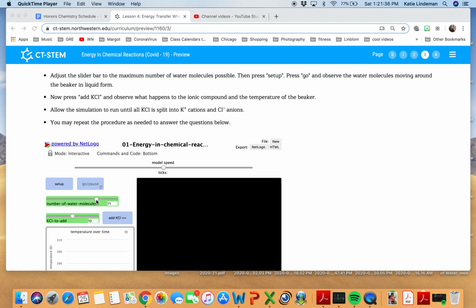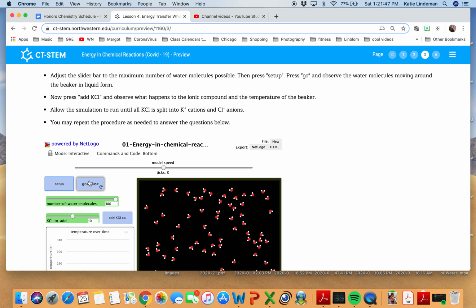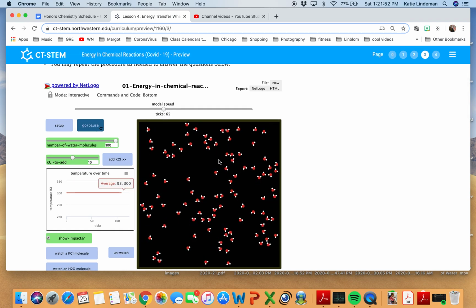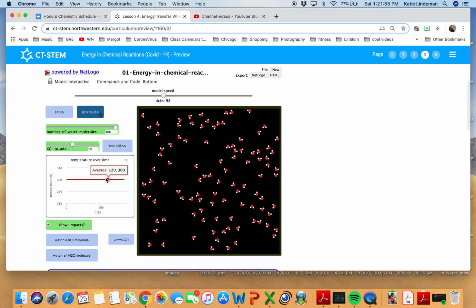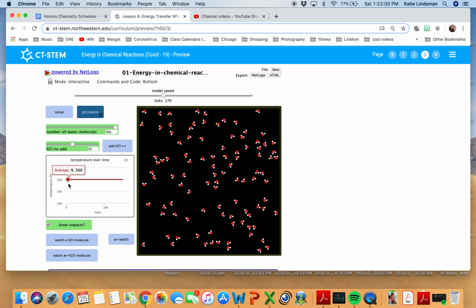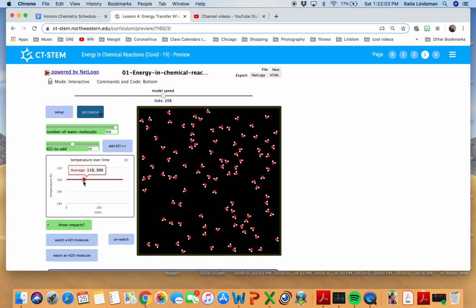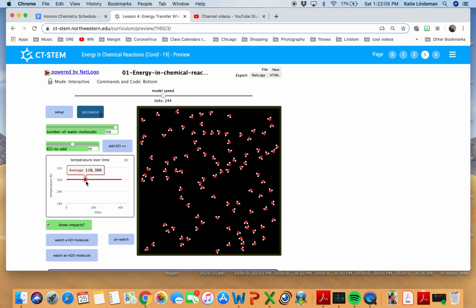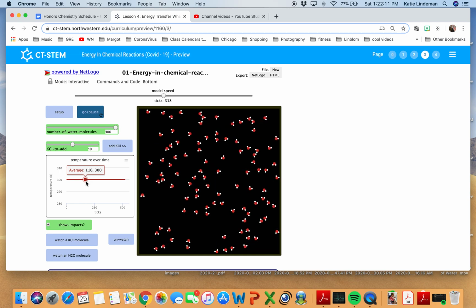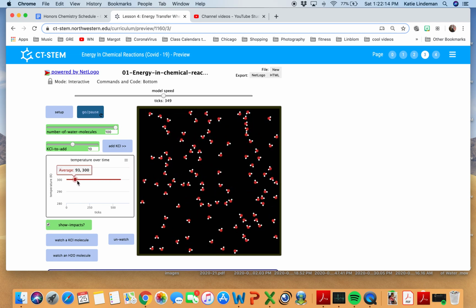So I'm going to come down here and slide this up to the maximum number, which is 100. Then press setup. Then press go. Okay, so we have them just moving around a bit. And you'll notice that if we look at, I'm hovering over, it's averaging the ticks, comma, the temperature. So my temperature this entire time is 300 kelvins.